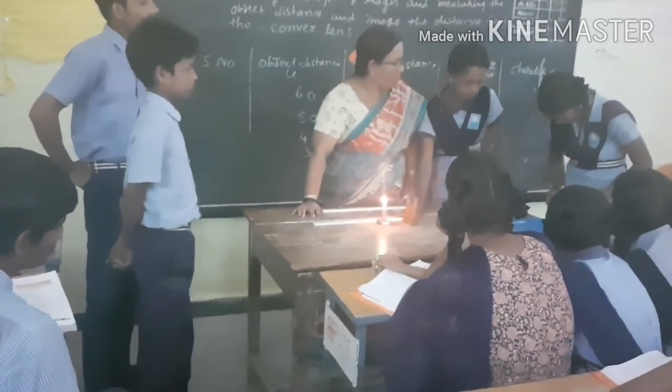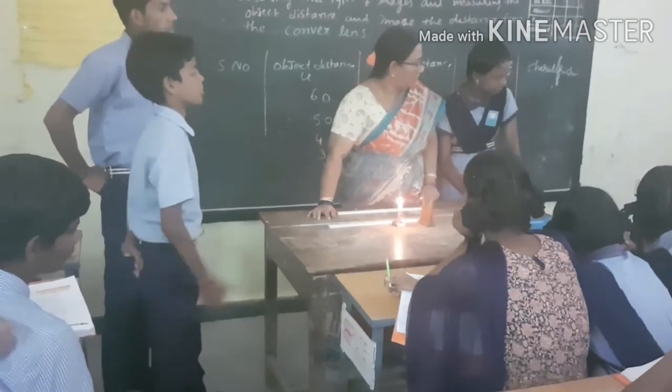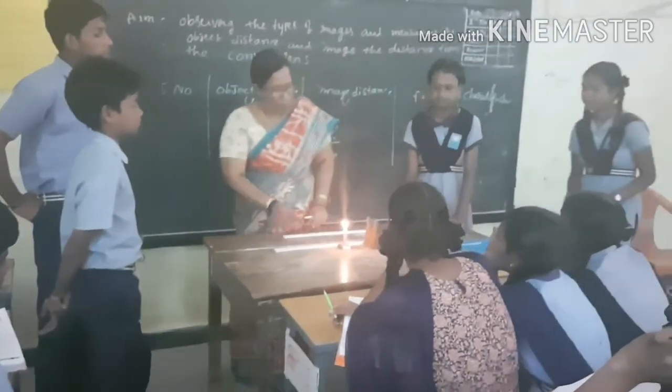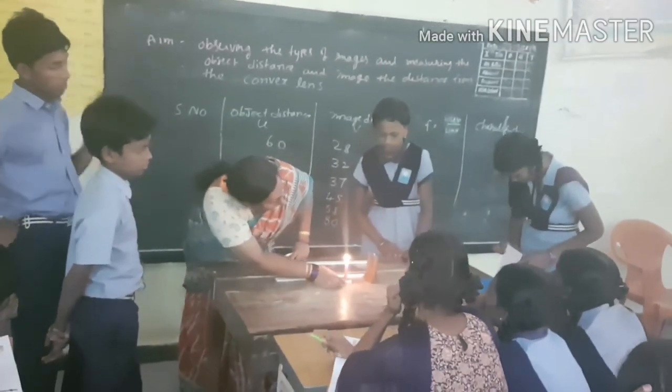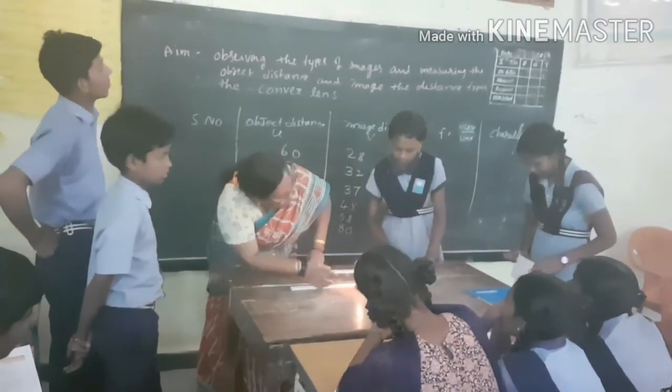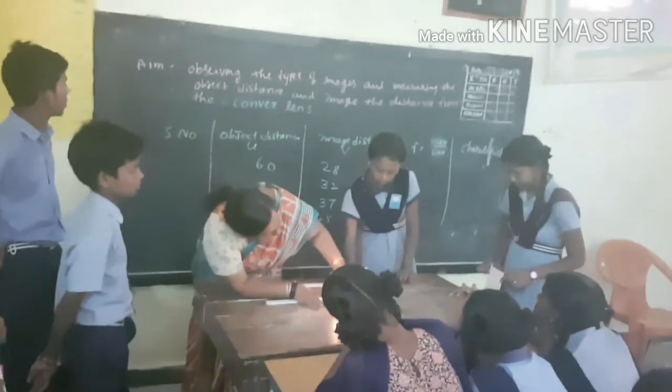So the image distance is 10 centimeters. The image cannot be caught on the screen. So this image is called the virtual image. This is an enlarged virtual image and erect.